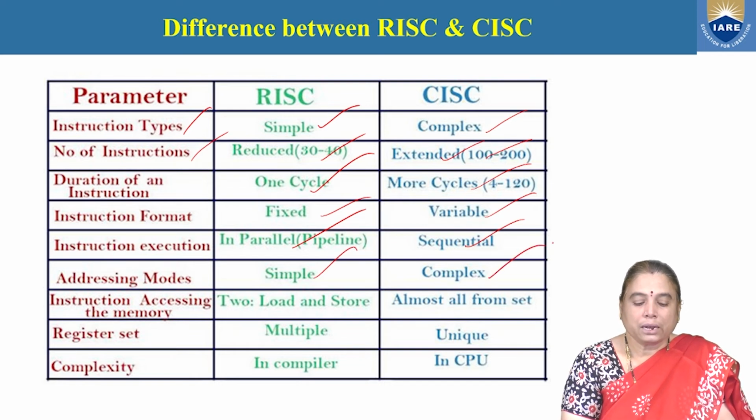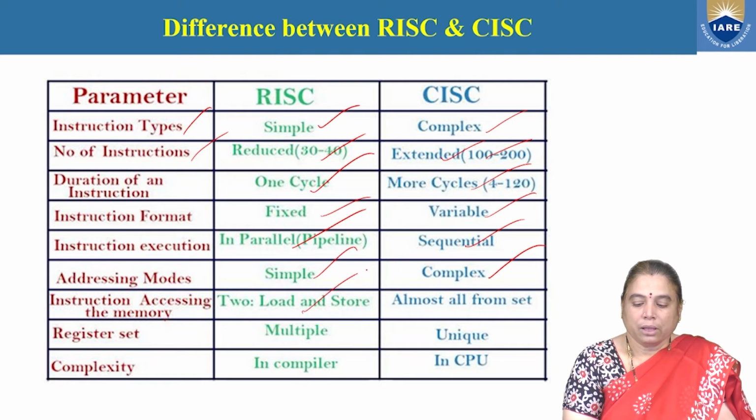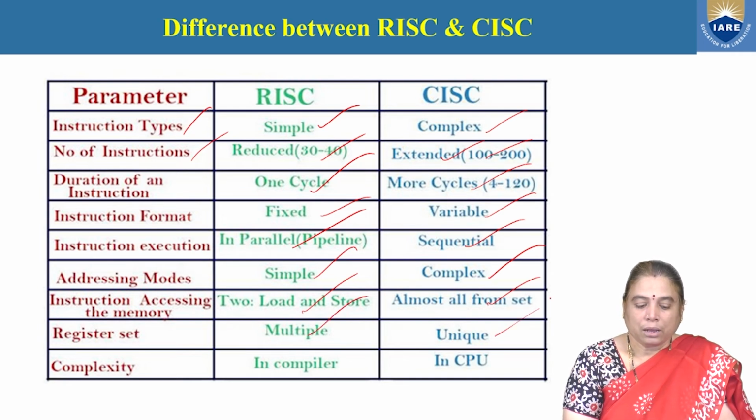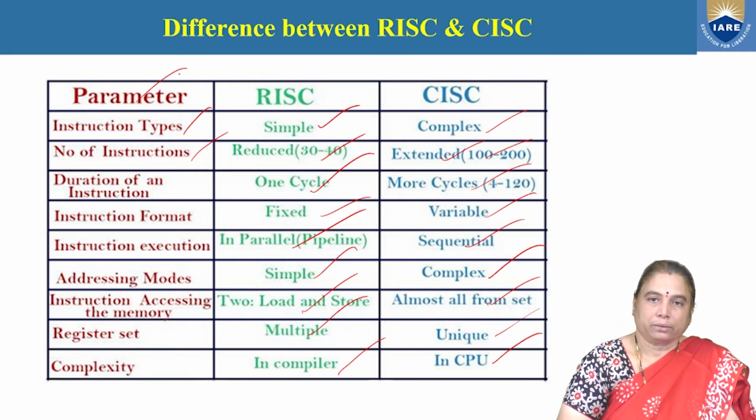Next, instruction accessing the memory. So here, load and store has to be used in the RISC. Almost all from the set we have to use in the CISC. Next, register set is multiple registers are available here. Only some unique registers can be available. Complexity is in compiler but in CPU. So these are the differences between RISC and CISC by considering these parameters.